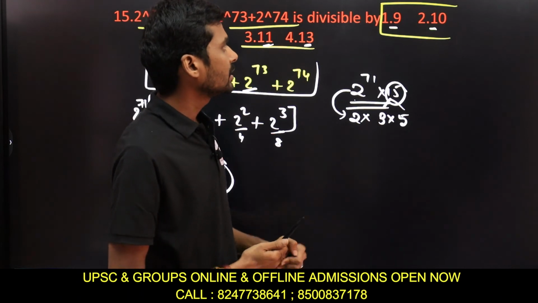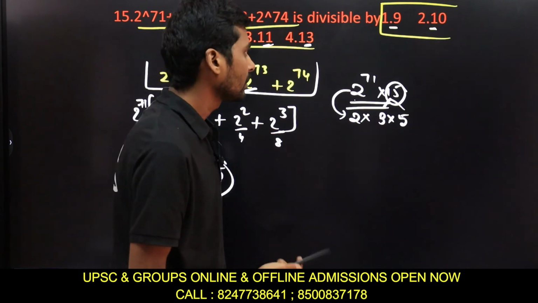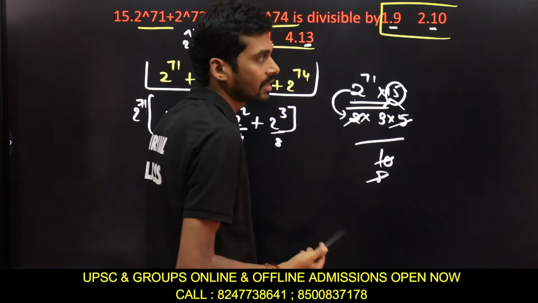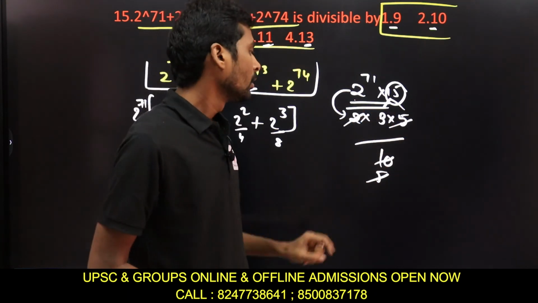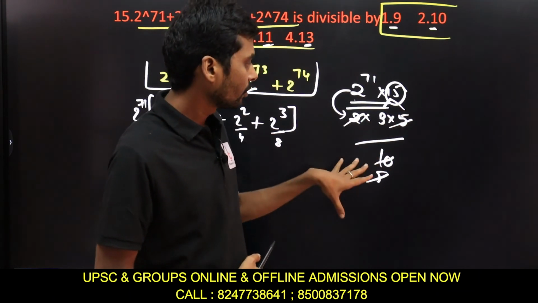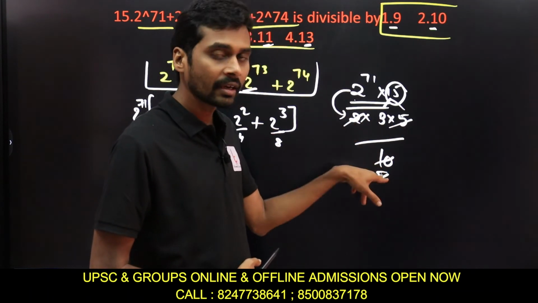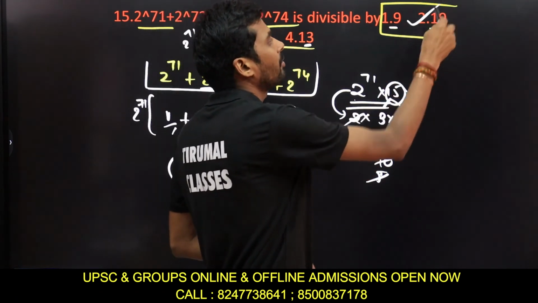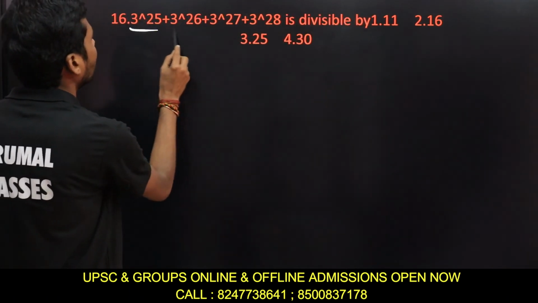Now you tell me, is it divisible by 9? It is not divisible by 9. Is it divisible by 10? Yes, it is divisible by 10. The 2 and 5 make 10, and the remaining part is the quotient, not the remainder. So 10 and 10 get cancelled, and the remainder is 0. So this number is divisible by 10. And let's take the next example.